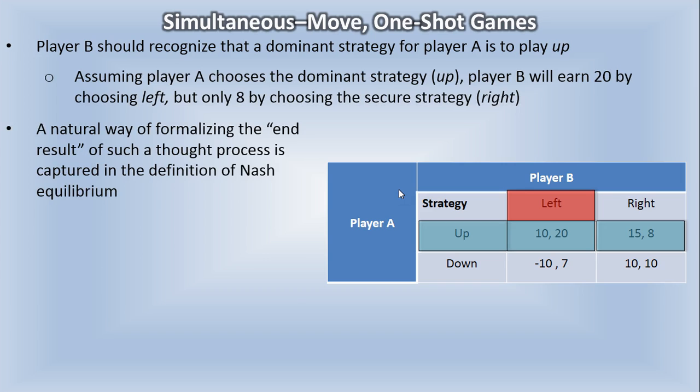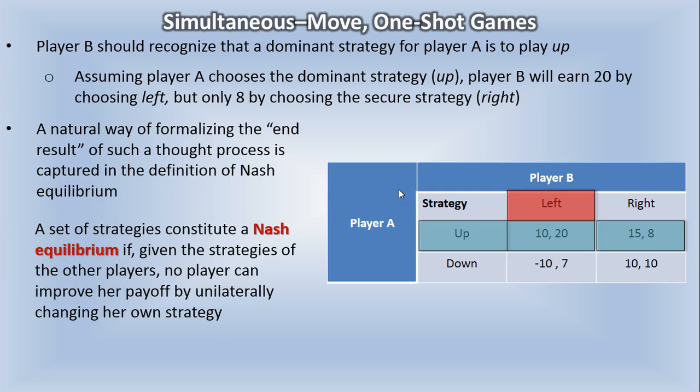So a natural way of formalizing the end result of such a thought process is captured in the definition of what is called the Nash equilibrium. A set of strategies constitutes a Nash equilibrium if, given the strategies of the other players, no player can improve her payoff by unilaterally changing her own strategy. So a Nash equilibrium in a game is a set of strategies where both players are doing the best they possibly can and neither player has any incentive to deviate from those sets of strategies.